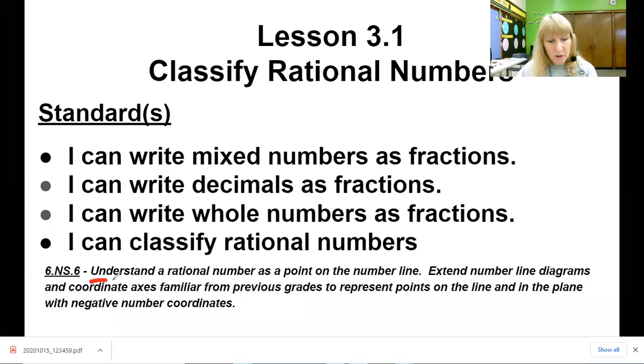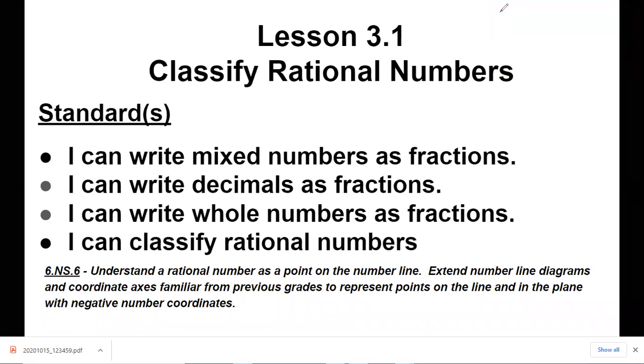So we're mainly going to be working with the first part of this: understand a rational number as a point on a number line. We will get through the whole standard throughout the year. So now I'm going to minimize myself so you can see the whole screen, and let's get started.